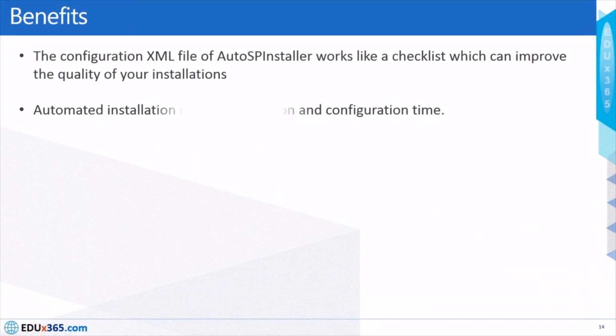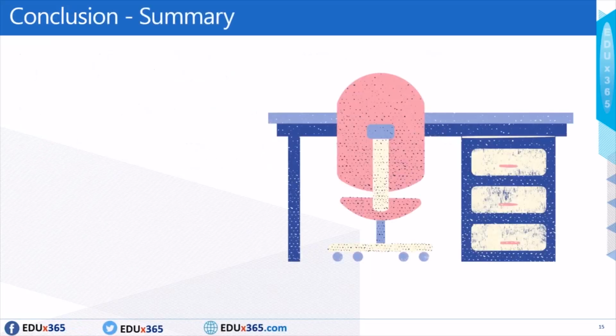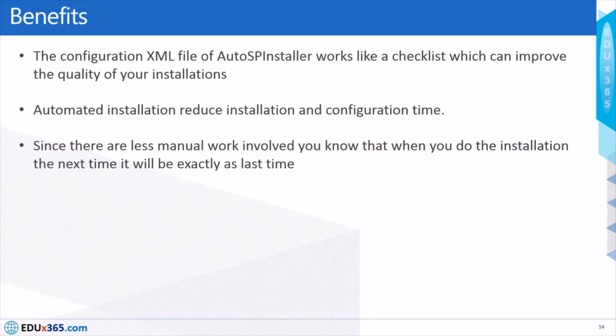Now, why would I need to use it? What are the key benefits of using this particular script? So the configuration XML file of the AutoSPInstaller works like a checklist, and that's why you have a very clear understanding of the configuration that you're installing. It reduces the overall installation and configuration time, and it's less manual and less prone to errors, because you have pre-configured all configurations, reviewed it, and checked it properly, and that's where you actually start building the farm after that.